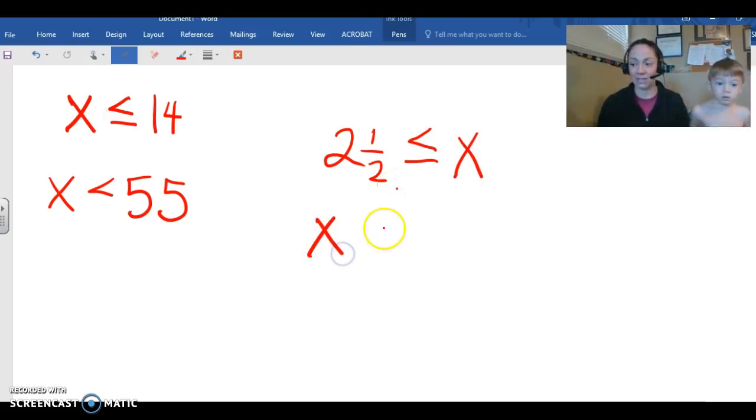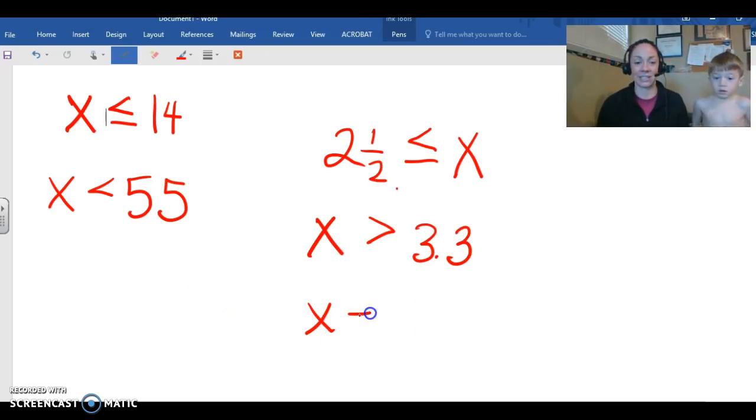Two more. We have x is greater than 3.3. And your last one, x is not equal to 4.2. All right, make sure you draw 5 separate number lines and that you get all of these done in your notes, and I'll see y'all in class.